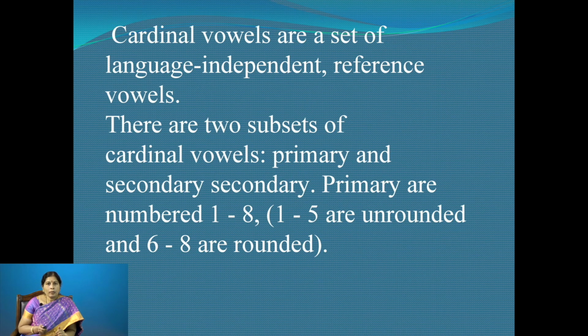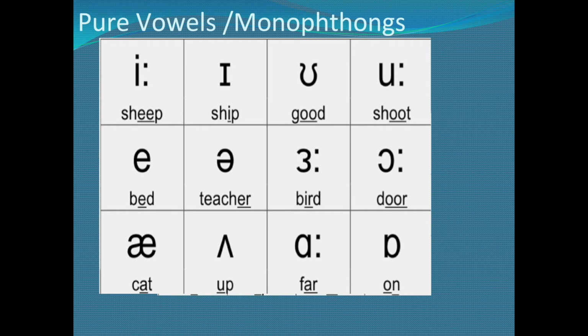And so you have understood that cardinal vowels are a set of language independent reference vowels. There are 2 subsets of cardinal vowels, primary and secondary. Primary are numbered 1 to 8, and out of these 1 to 5 are unrounded and 6 to 8 are rounded because they are the back vowels.